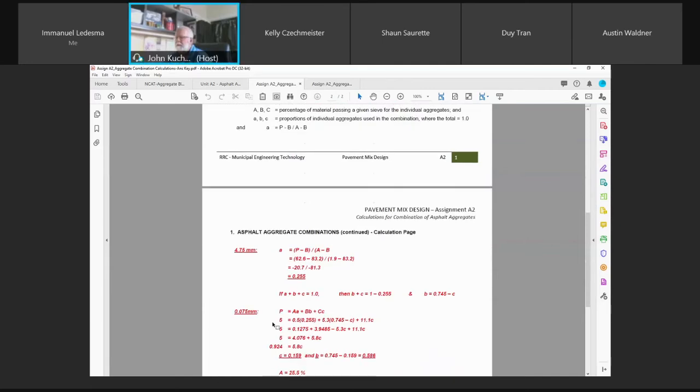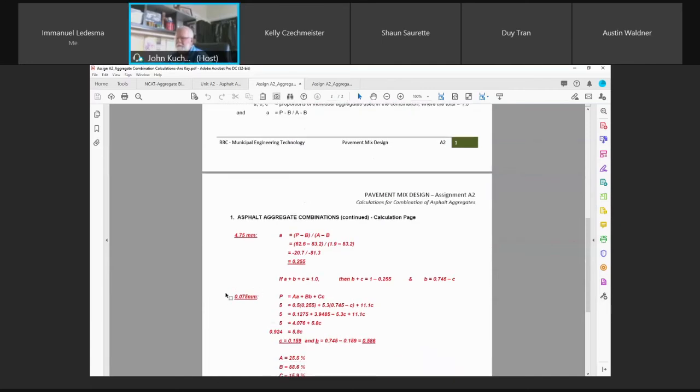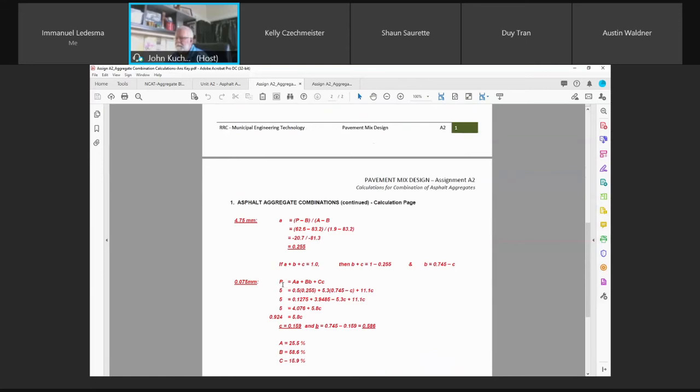So now we're going to look at 0.075. But before we do that, we know that A plus B plus C is equal to 1. So then we know that B plus C is equal to 1 minus A. And we also know that B would be equal to 0.745 minus C, because if we subtract 0.255 we get 0.745.